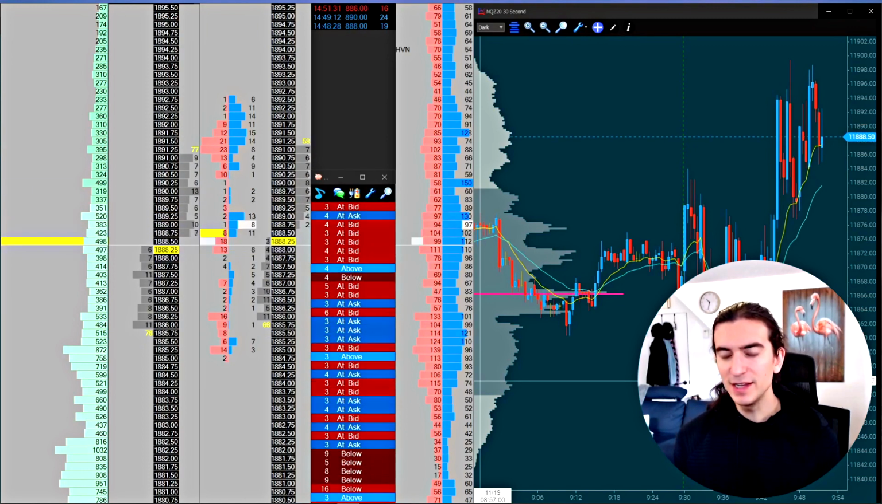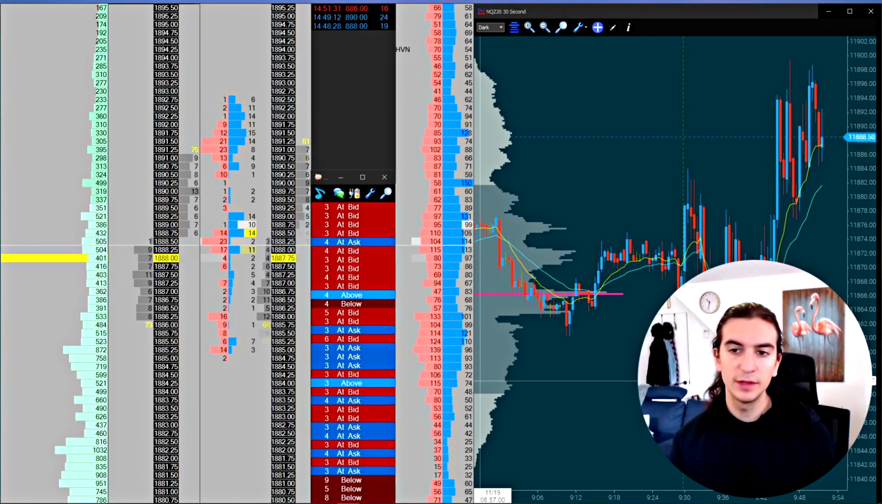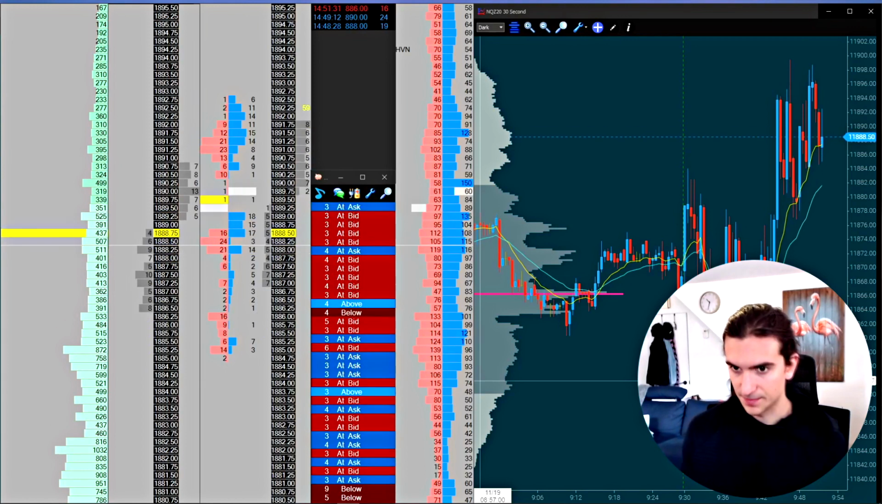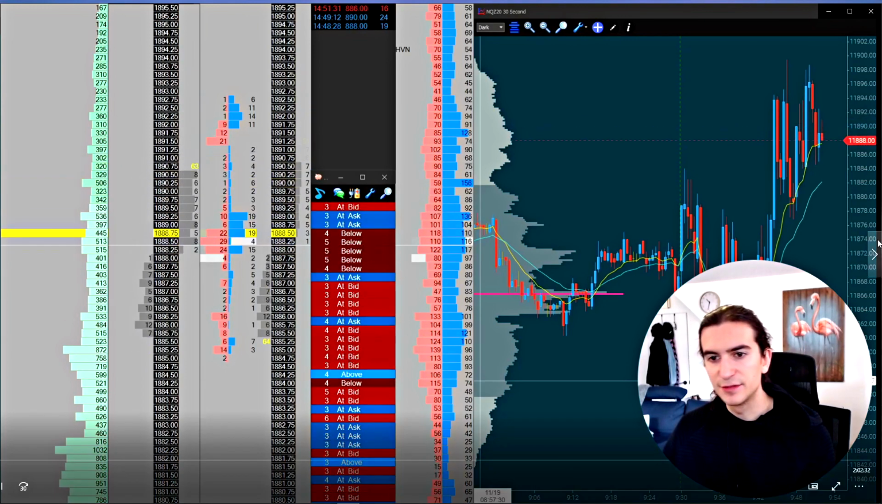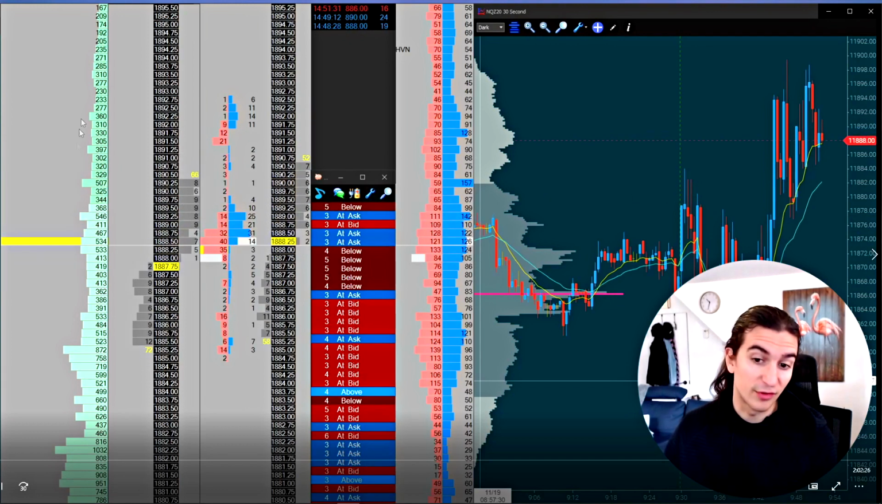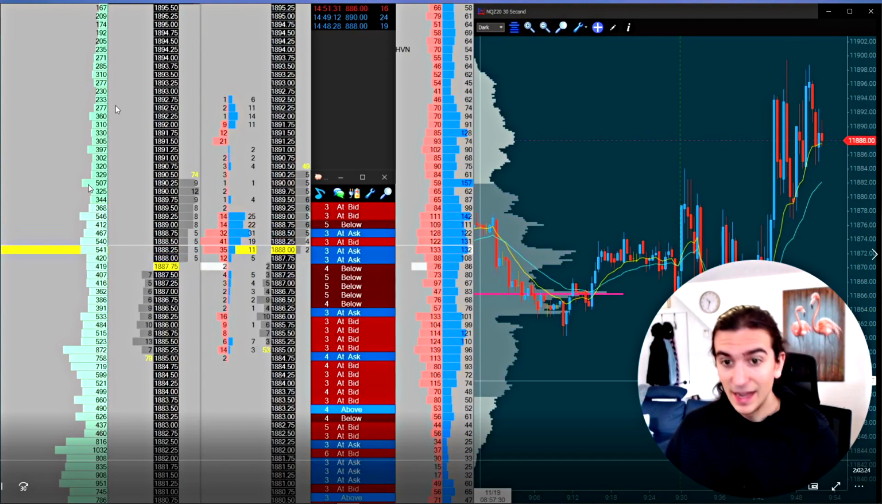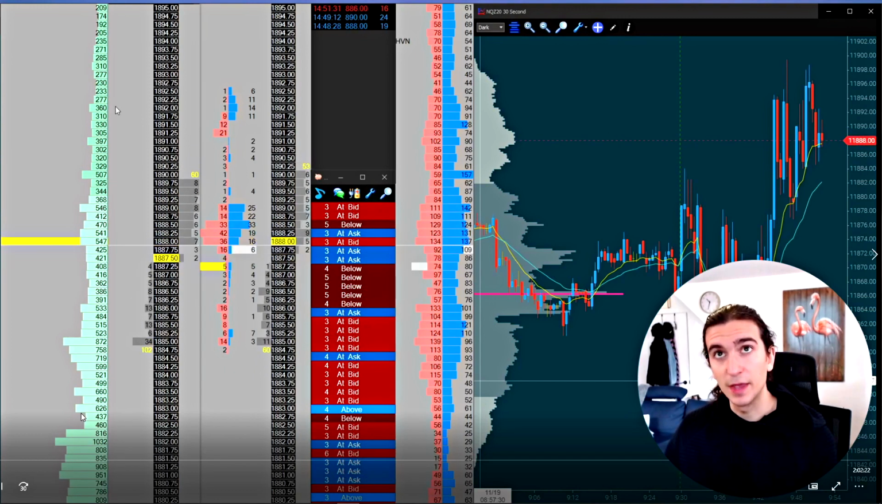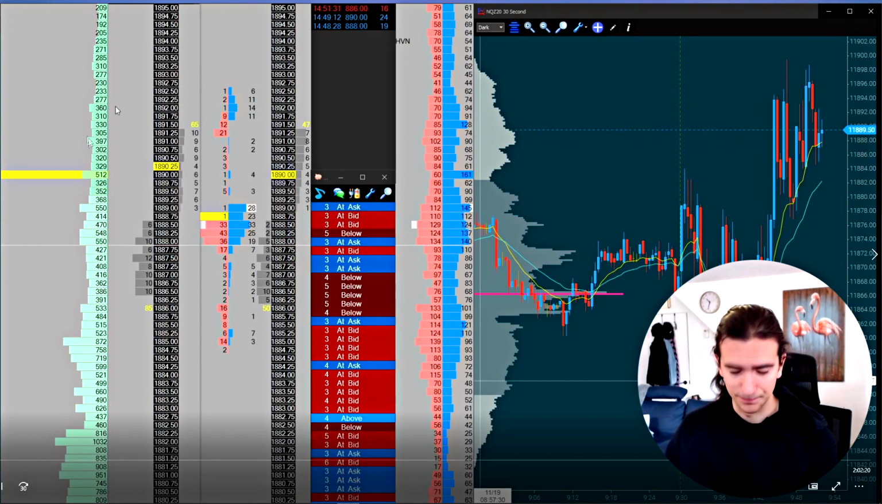Well, it's pretty self-explanatory, but I just want to explain to you the basic concept of it first. So the first thing you need to understand is volume at price. On the left side of the screen, you're looking at a volume profile. That's what volume at price is. And it basically shows you how much volume has traded at every price point.